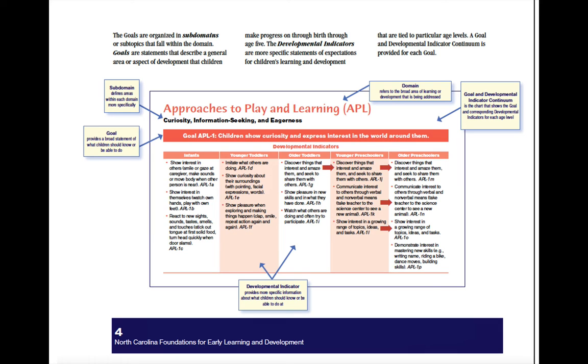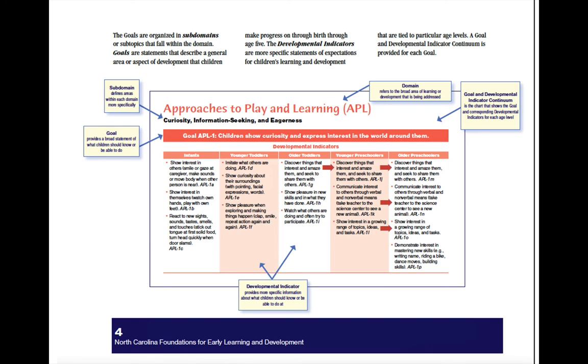Underneath that, you will see the subdomain, and there are several subdomains under each domain. This subdomain is curiosity, information seeking, and eagerness. Then there's a goal listed, and there are several goals for each subdomain. The goal here is goal APL, and APL stands for Approaches to Play and Learning. The APL 1 goal is children show curiosity and express interest in the world around them.